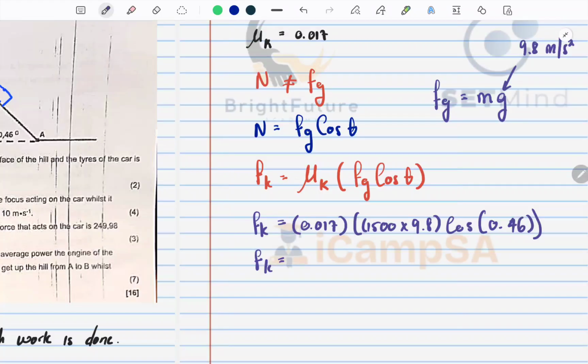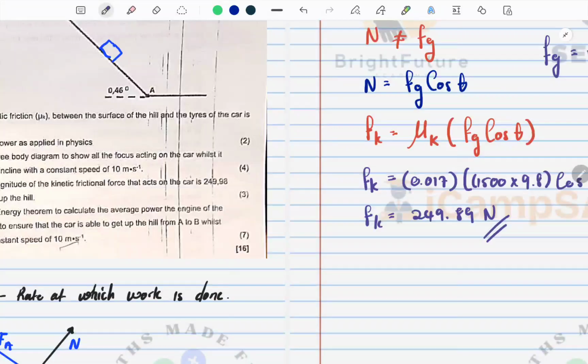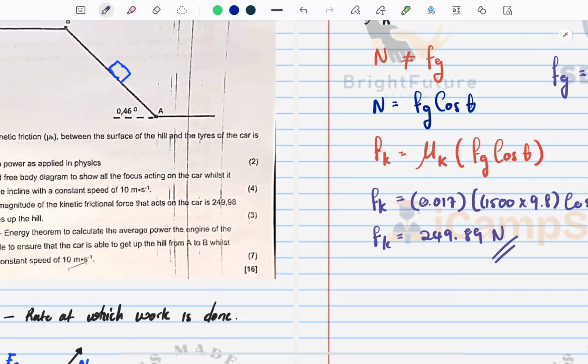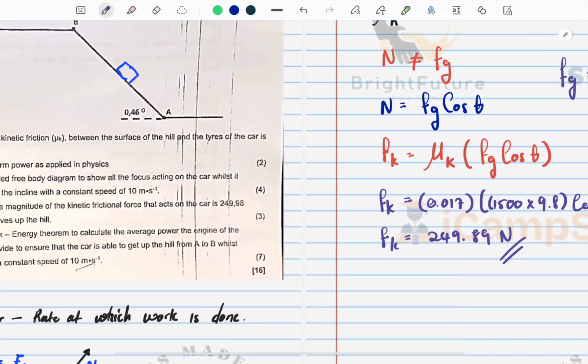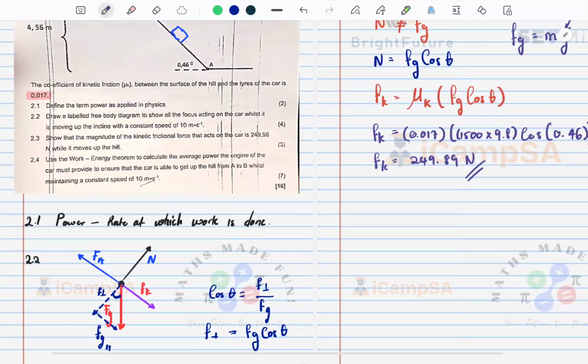Okay, and from my calculator, I'm getting 249.89 newtons, which is very close to what you were given here. So just make sure you punch your calculator very well. This is what you've got.